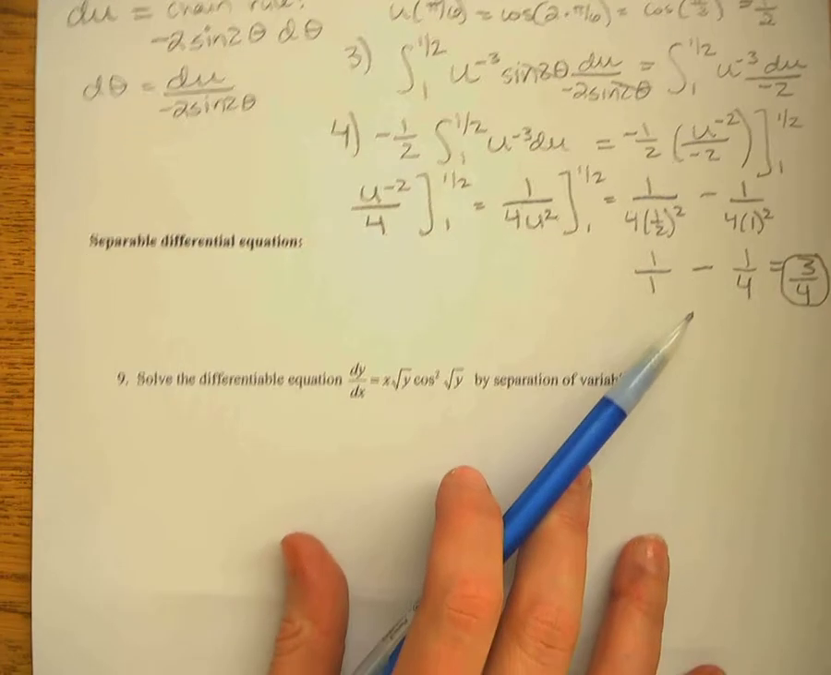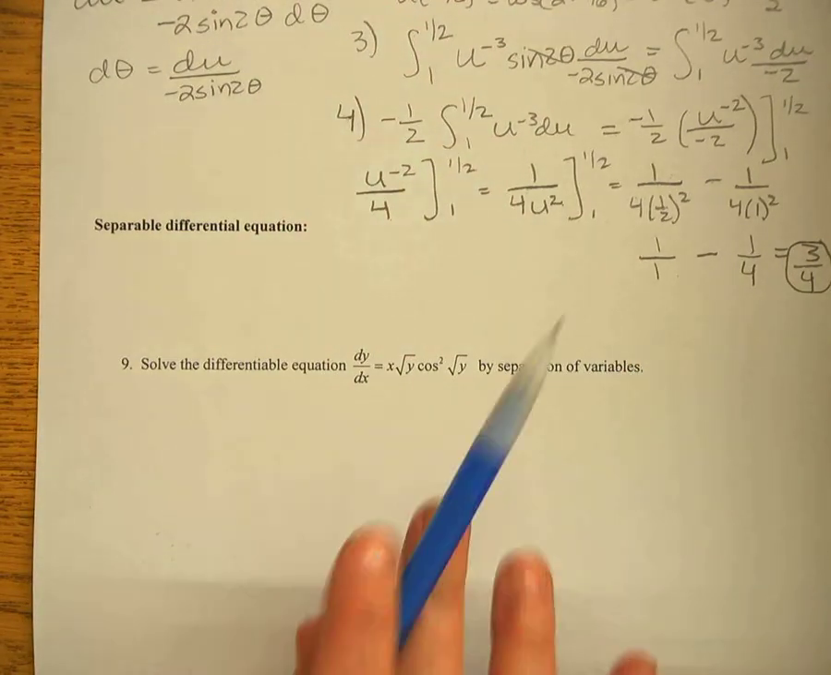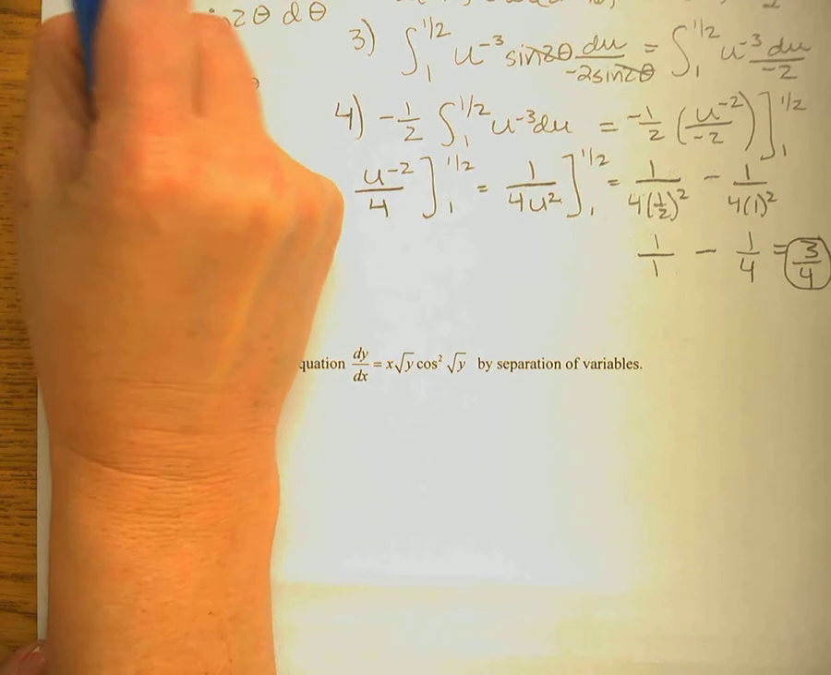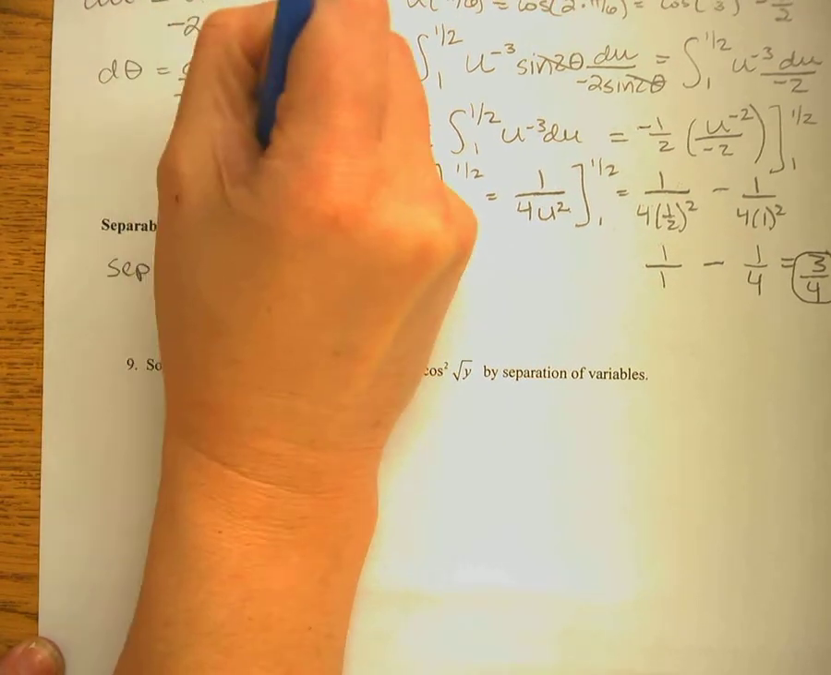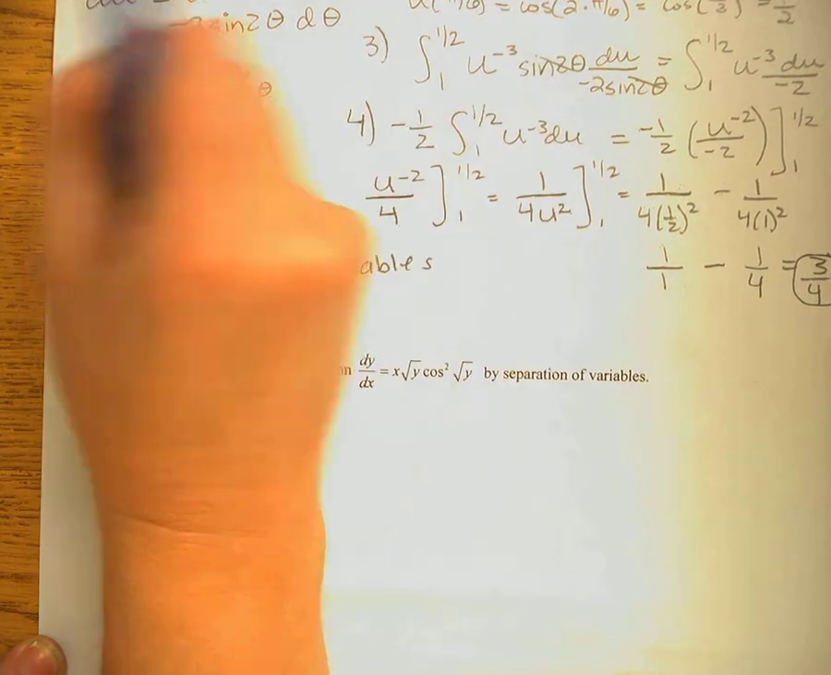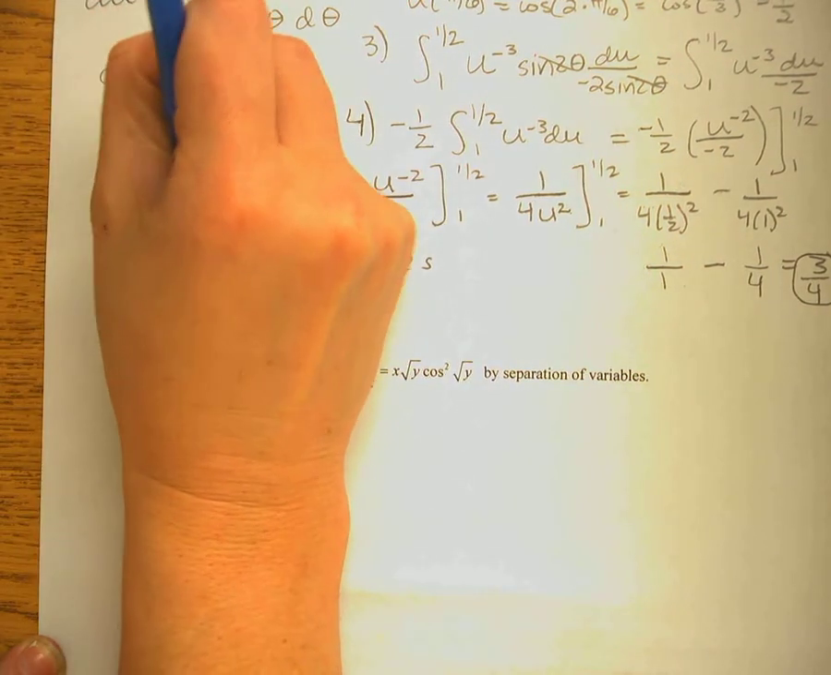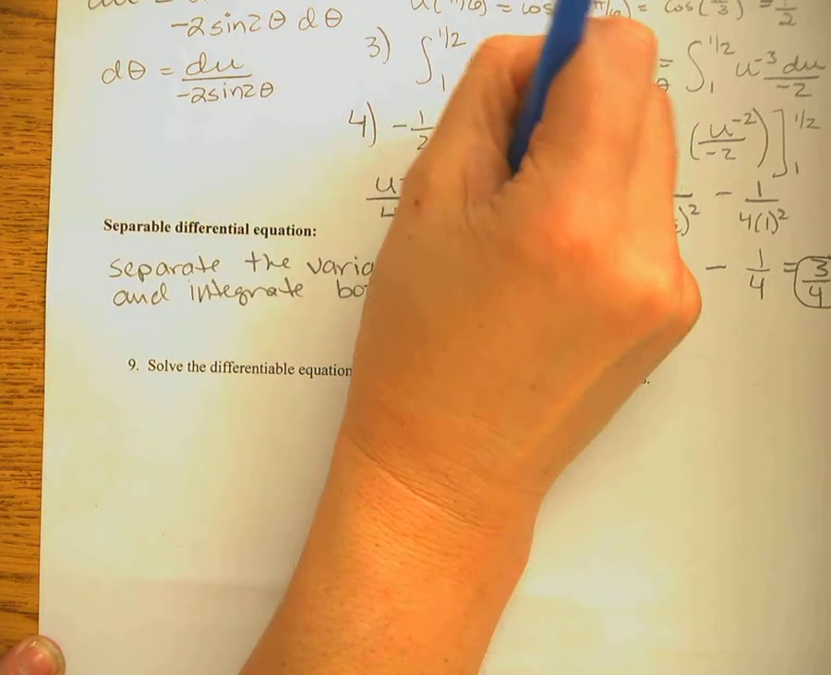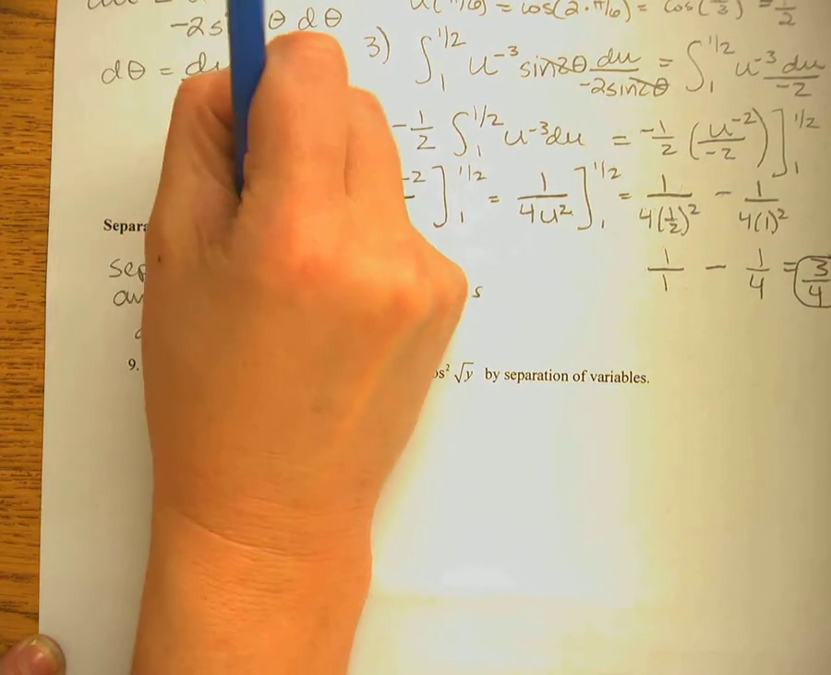Okay, separable differential equation. This is like part 2 of 6-1, where basically you separate the variables and integrate both sides. Oh, and solve for y. Just kidding. Integrate both sides. Don't stop there. And solve for y.